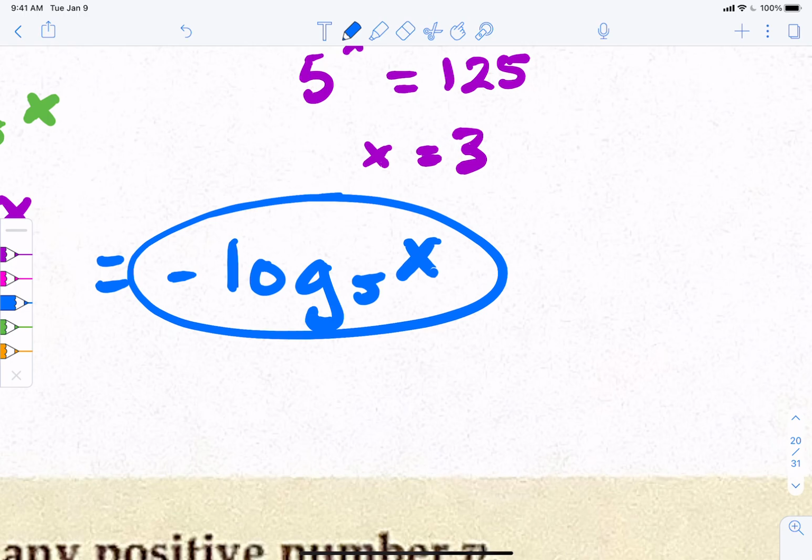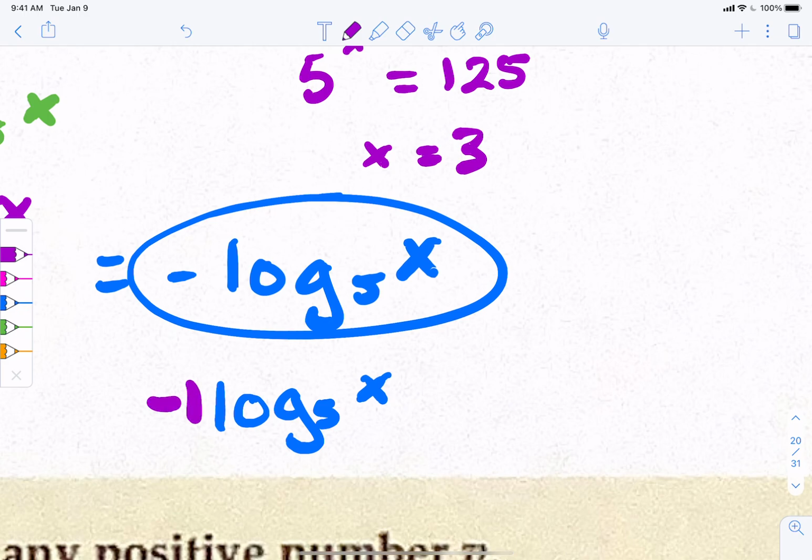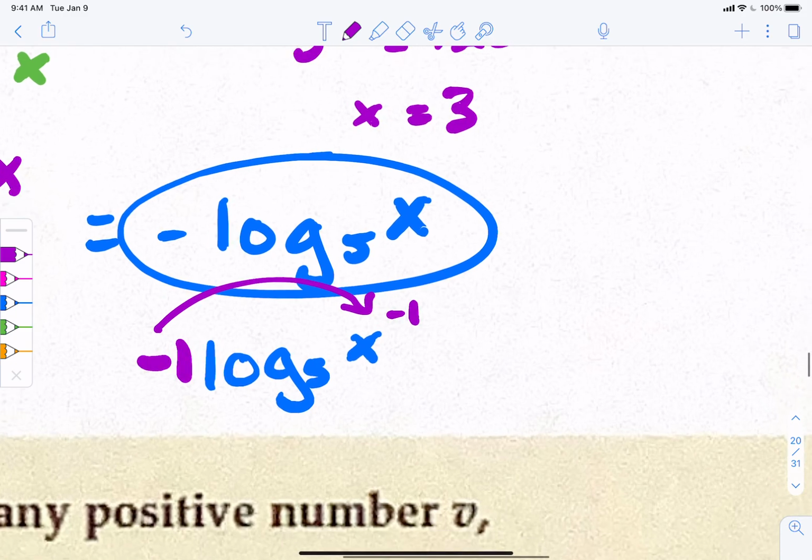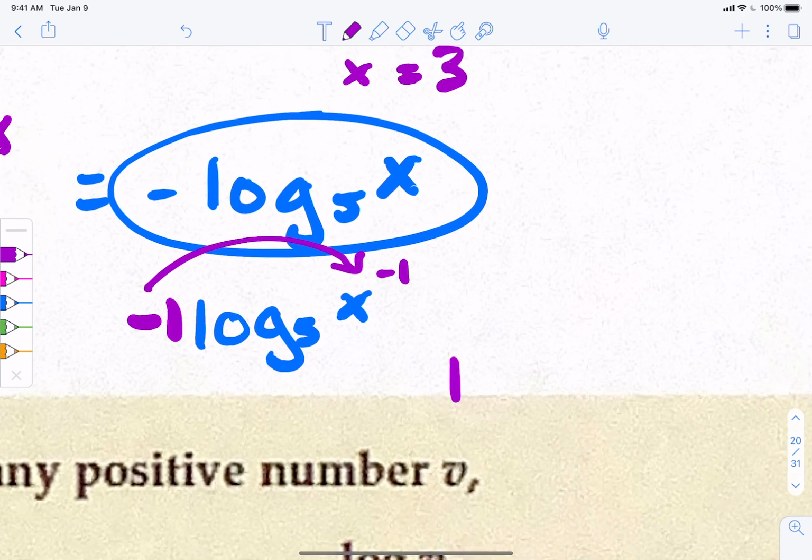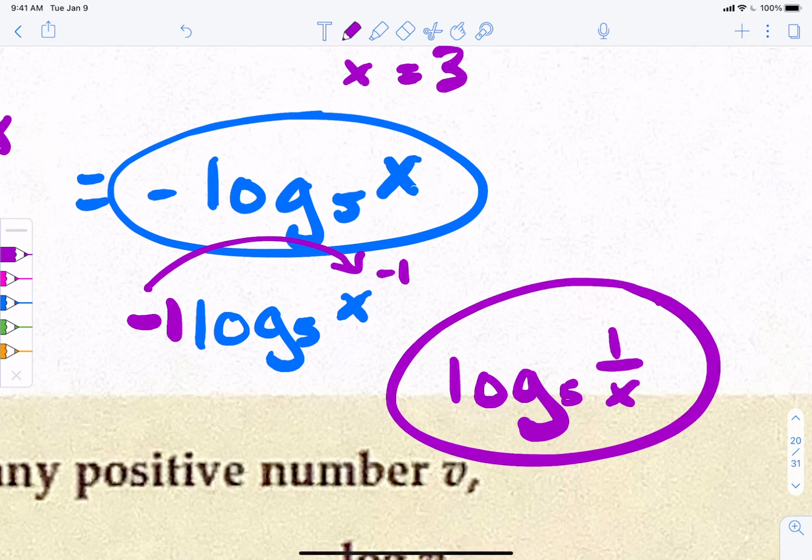You want to change it to positive? They're gonna say log base 5 of x. This negative in front is kind of like saying negative 1, right? Where can that negative 1 go? Up by the x. What does x to the negative 1 power actually look like? What do negative powers do to him? Flip him. What's the flip of x? 1 over x. This is what they will write it as. Does that make sense?